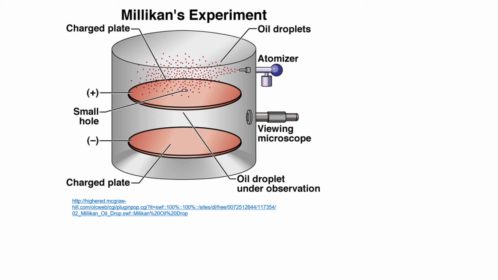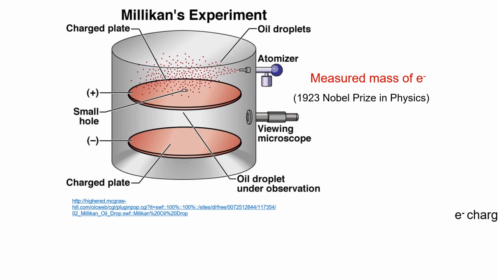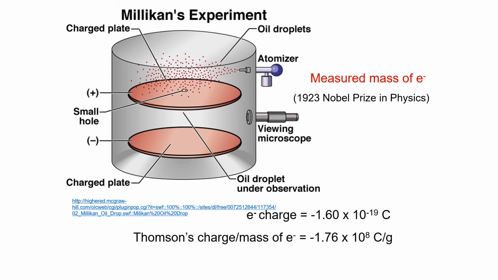What Millikan did was measure the charge of the actual electron with great precision, and he also measured the mass. He used Thomson's work, or the charge to mass ratio, to do this. He also received a Nobel Prize for this work. This is the charge that he determined using the charge to mass ratio and the mass of the electron.